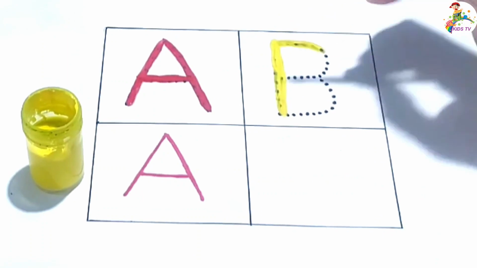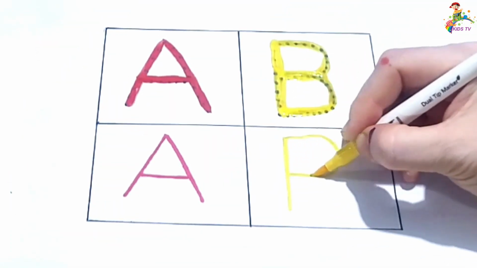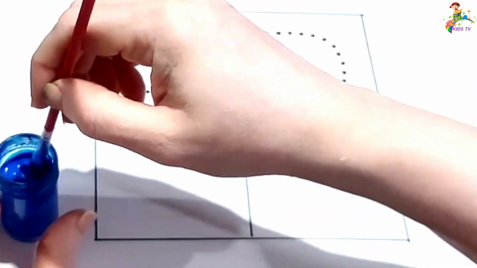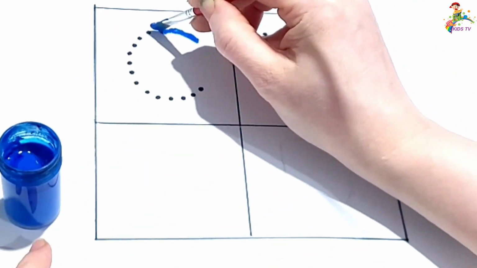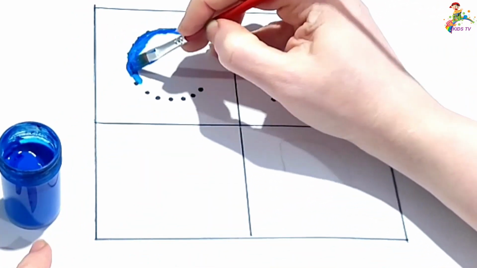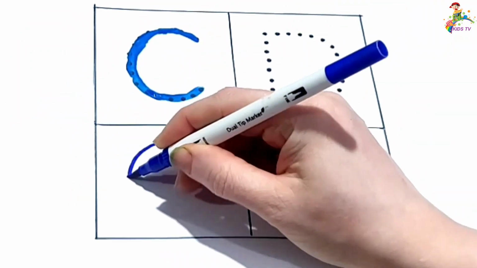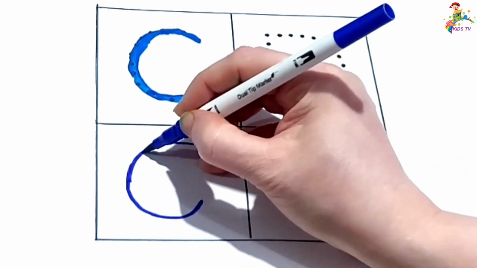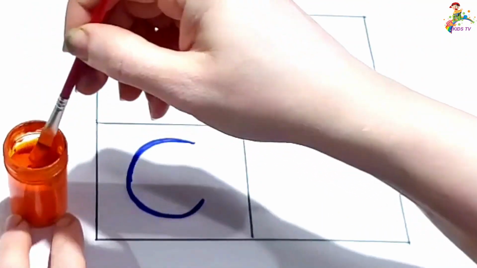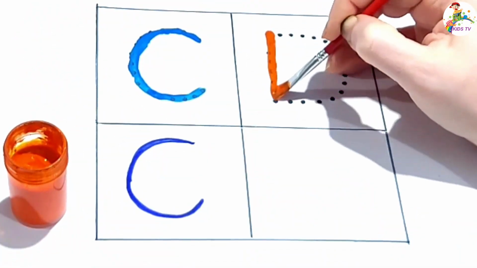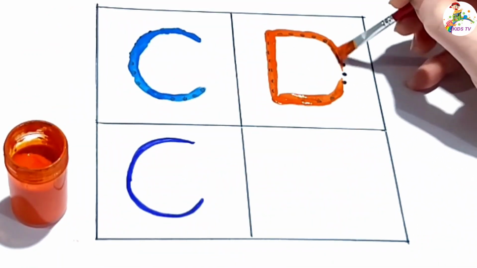B. B for ball. B for bed. Blue color. C. C for cat. C for tub. Orange color. D. D for door. D for duck.